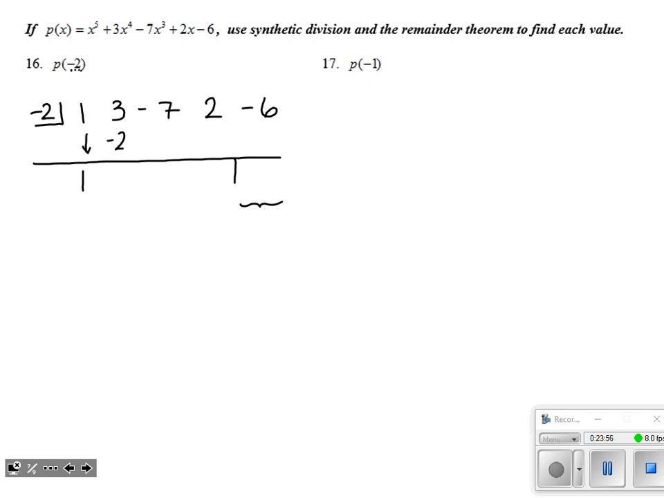Drop it down, multiply and add, multiply and add, multiply and add, multiply. I come up with -46. Oh no, I made a mistake. -46 is not the correct answer, and I found it. It was a rookie mistake, and it's likely to creep up on you as well.